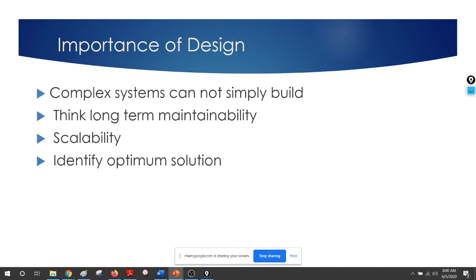So when the customer's business is growing, now not only 100 people, at a particular time your web application is used by 1000 people. So think about those things upfront. That is why we need to do a proper design, right? And also identify the optimum solution.